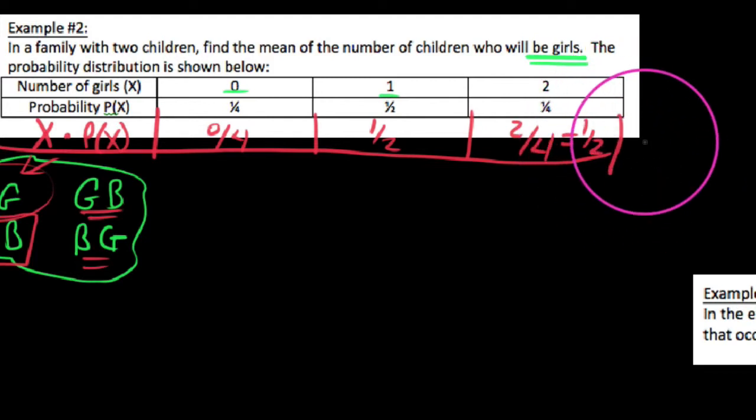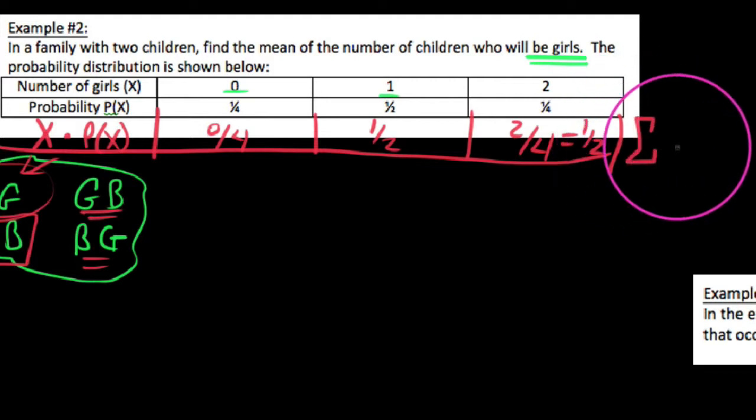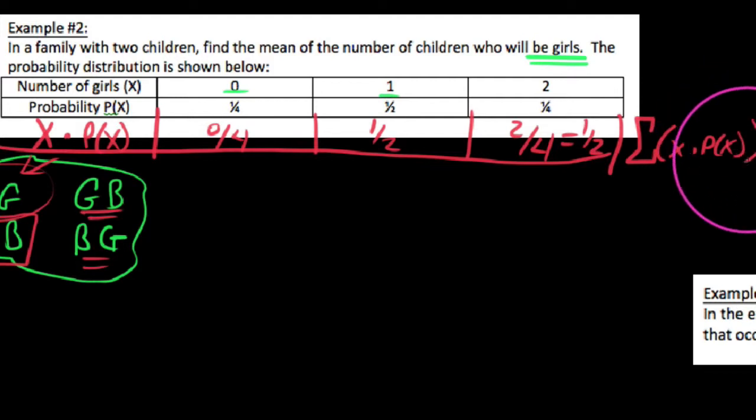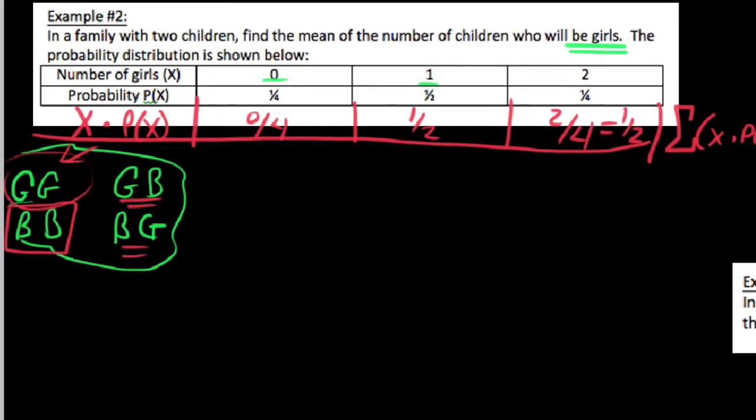What we're going to do is fit this in over on the right side. The sum of all of these things that could happen times their respective probabilities is 0/4, which is 0, plus a half plus a half. A half plus a half gives us 2 halves, which comes out to be 1.